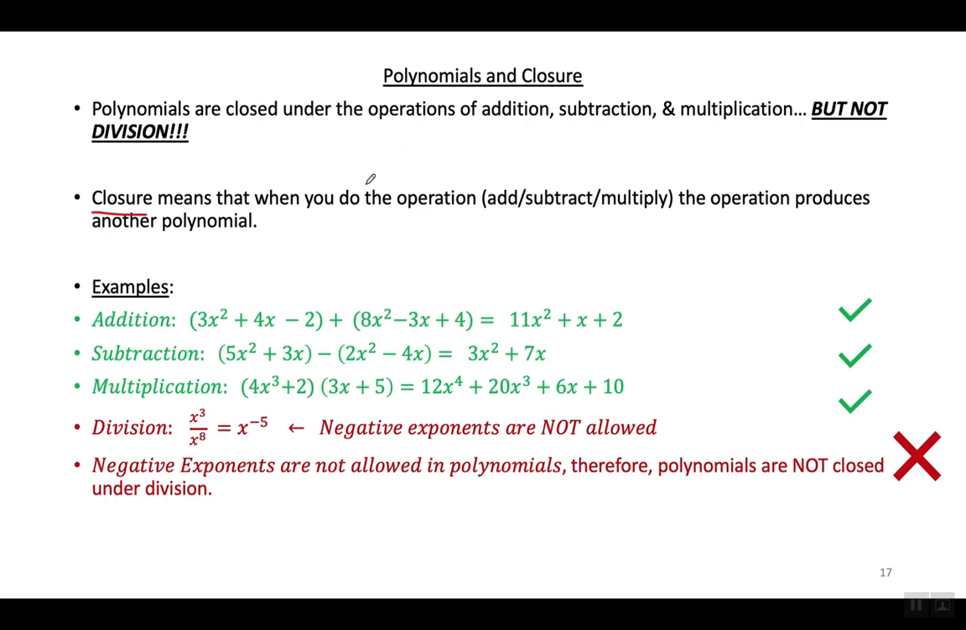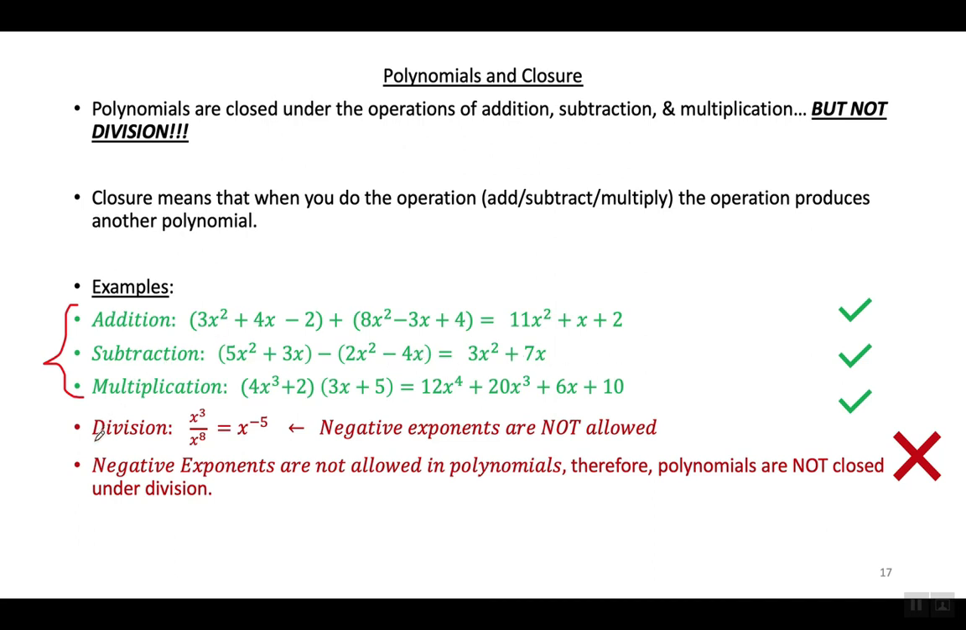Closure means that when you do an operation like addition, subtraction, or multiplication, the operation produces another polynomial. So polynomials are closed under the operations of addition, subtraction, and multiplication because when I add polynomials or subtract them or multiply them, I get another polynomial. But when I divide them, I don't always get another polynomial. That's what they mean by closure. Right here, I put 3 examples in green that show I add polynomials and I get a polynomial, I subtract polynomials and my result is another polynomial, I multiply polynomials and my answer is a polynomial.